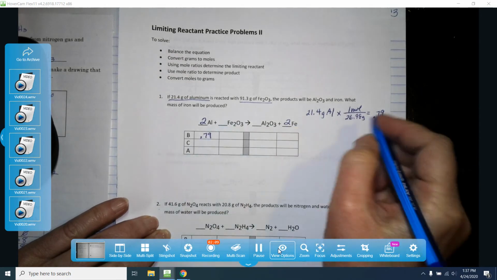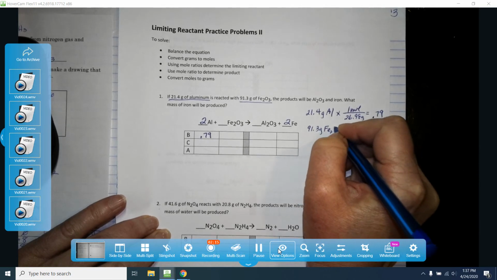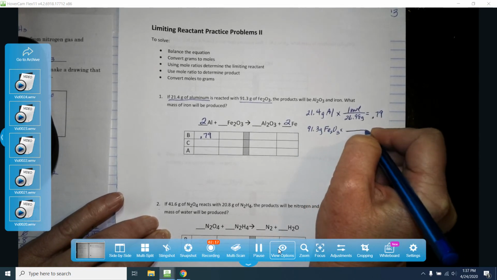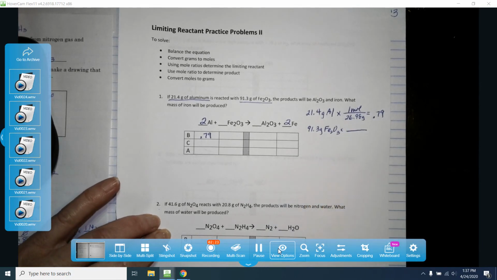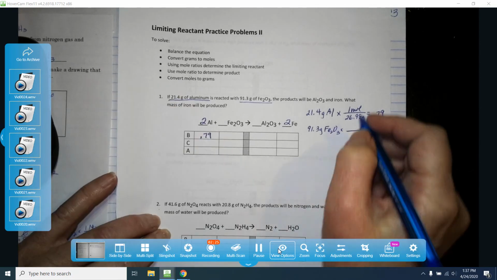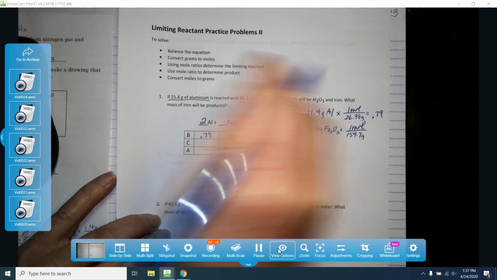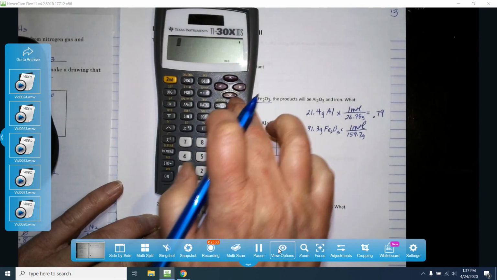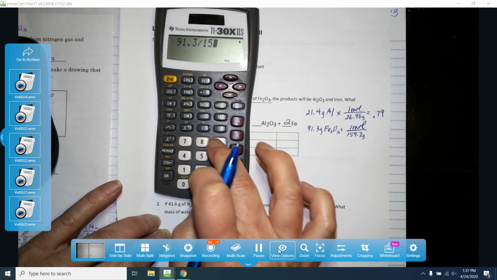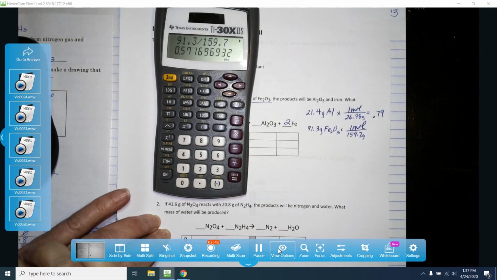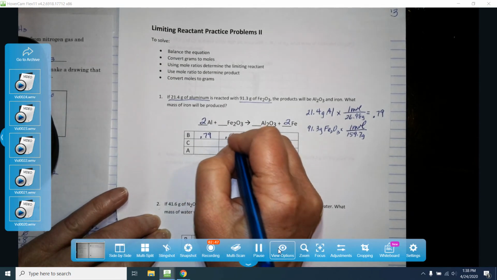Then I need to do the other reactant, 91.3 grams of Fe2O3. I'm going to add up the molar mass of 3 oxygens and 2 irons, and I got 159.7. So 91.3 divided by 159.7, and I get 0.57, so that goes here.